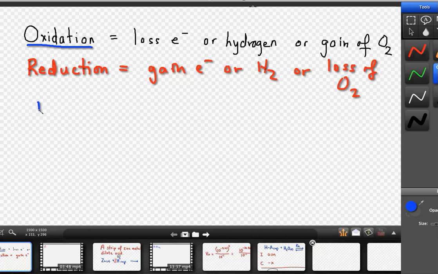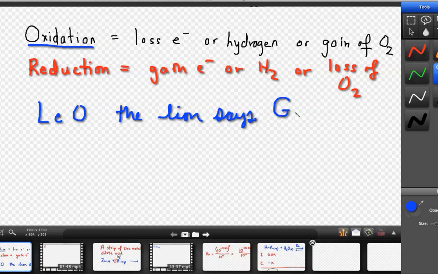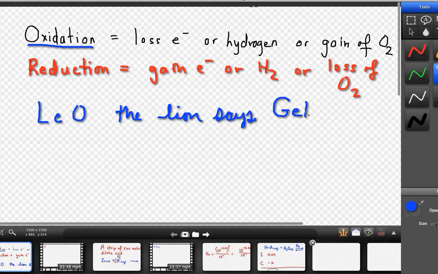One of my personal favorites is Leo the lion says, and everybody say it with me, grrr. Or if you want to go all 90s, Leo the lion says, grrr. Loss of electrons is oxidation. Gain of electrons is reduction.